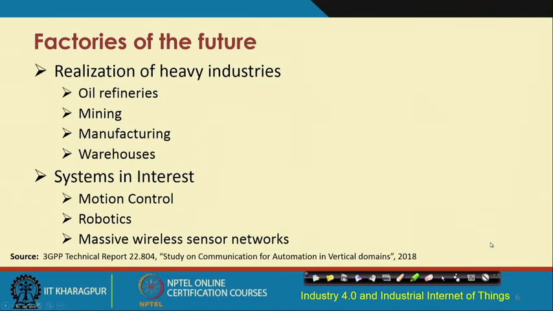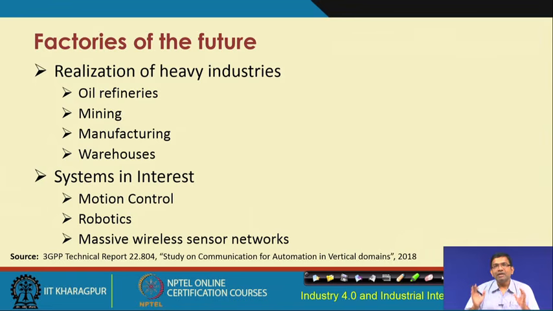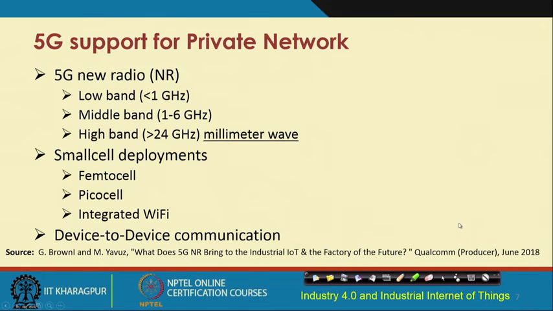Factories of the future. Here we are talking about catering primarily to heavy industries, such as oil refineries, the mining industry, the manufacturing industry, warehouses and so on. The interests of the different systems, for example motion control, which is very important, robotic machinery, sensor networks, and massive wireless sensor network deployments, are all requirements specific to smart factories, or the factories of the future. So, 5G technology could be used to build different private networks within these industries.